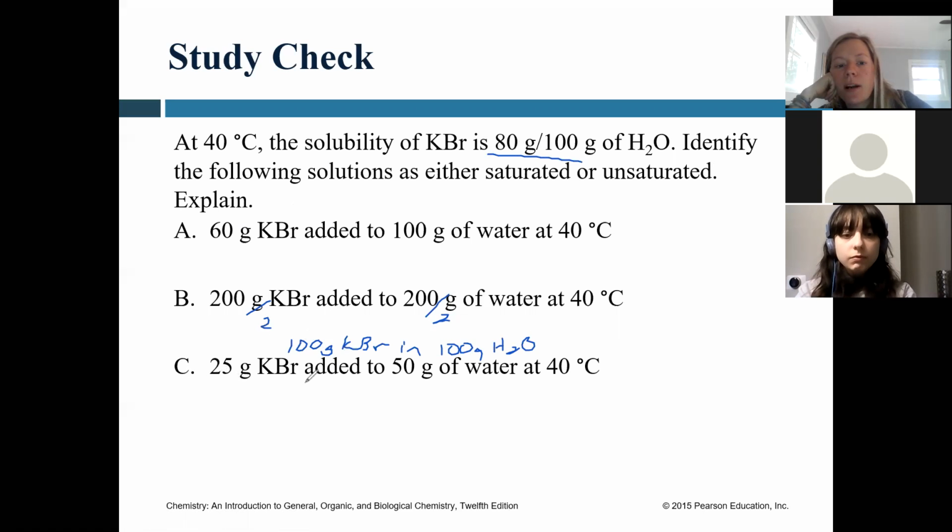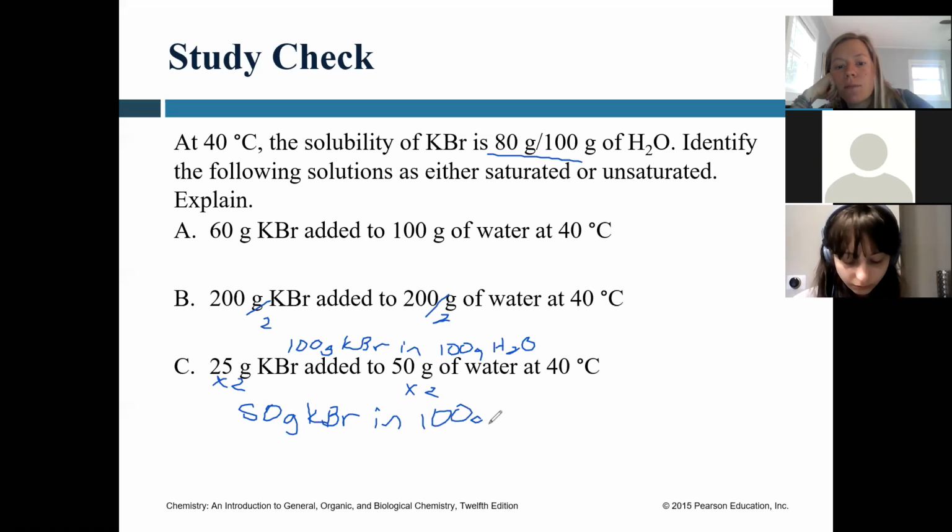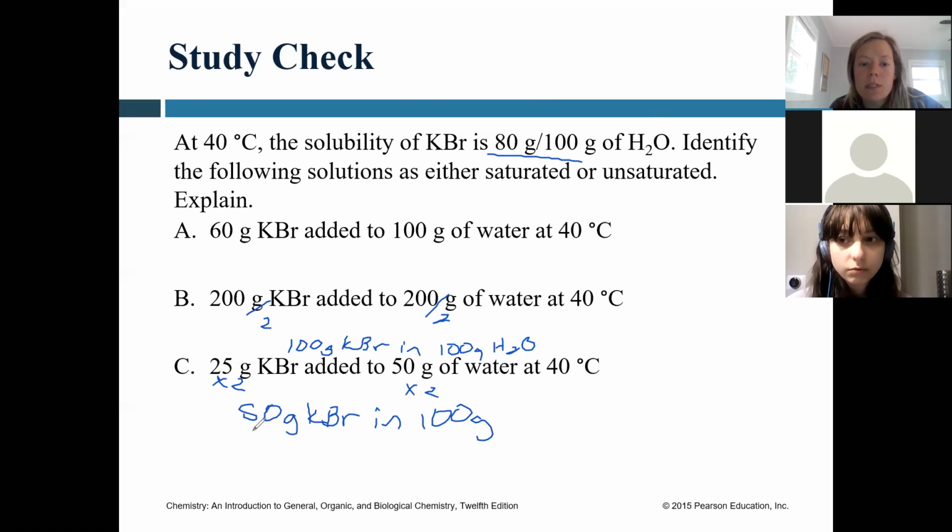The last one here, 25 grams of KBr added to 50 grams of water. Again, I'm going to do what I need to get this 50 grams to 100 grams. So I'm going to multiply this by 2 and multiply this by 2. The ratio is the same thing as saying 50 grams of KBr in 100 grams of water. I like to convert mine back to whatever the initial one is. So if we're at 50 grams, we are nowhere near our 80 gram mark. We would say that this is unsaturated. We still have room for another 30 grams. Well, 15 grams. If we look at the original sample, we have room for another 15 grams of the salt.